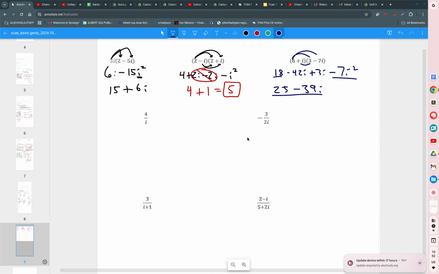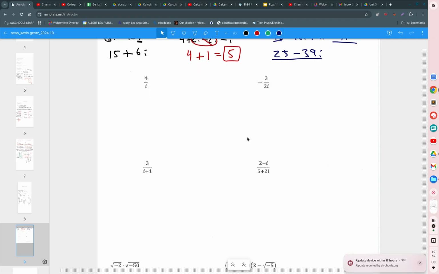We've added, subtracted, multiplied, now we divide. I can't leave 4 over i as an answer. It must be written in the form of a plus bi. So the i must be in the numerator. Any ideas what we do?